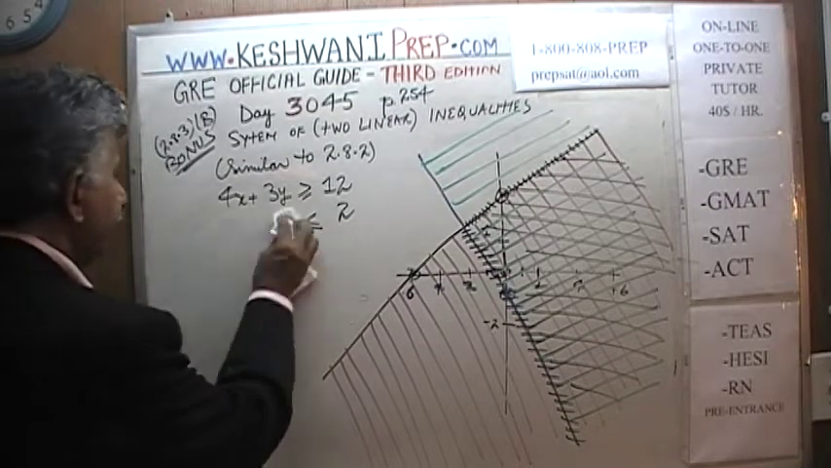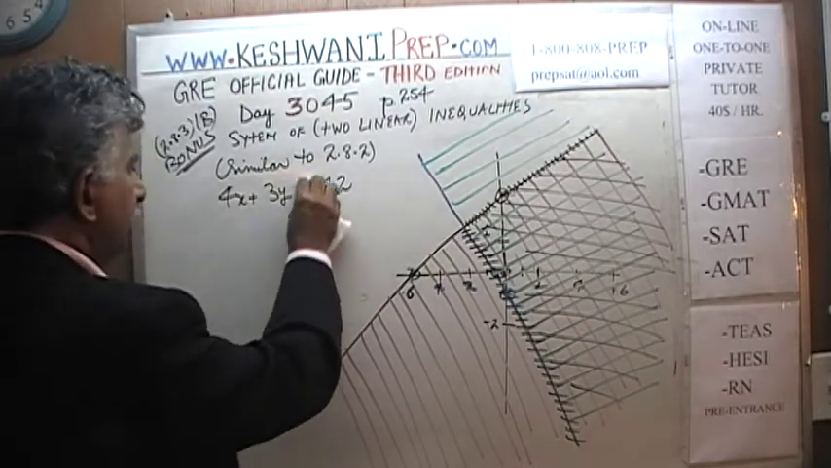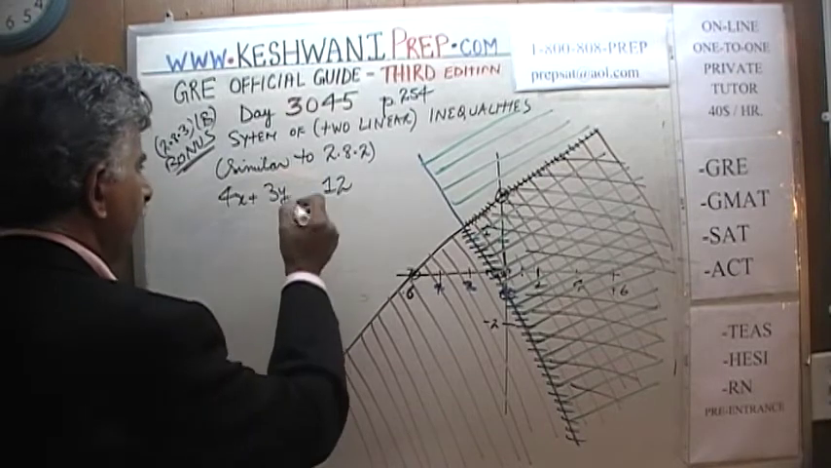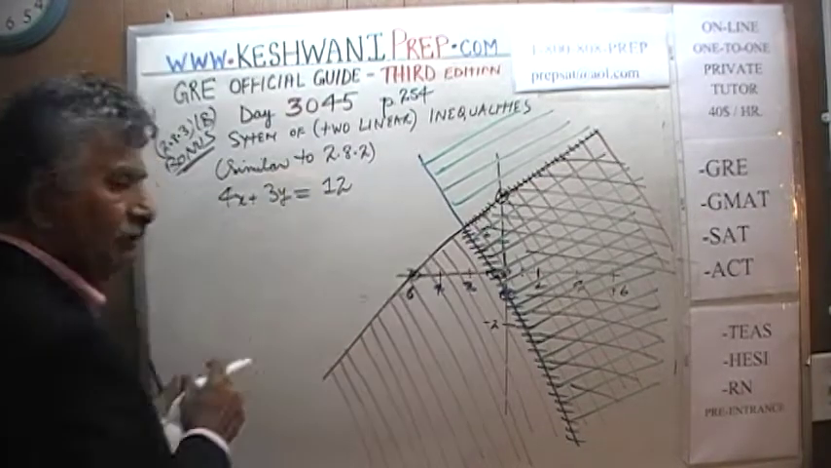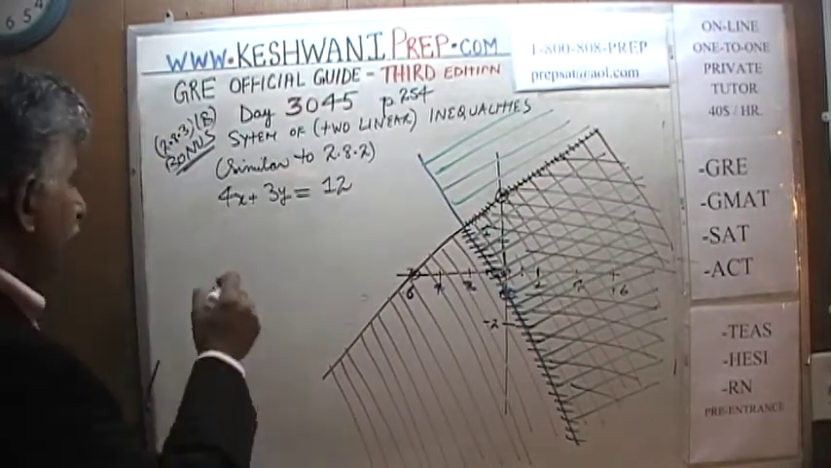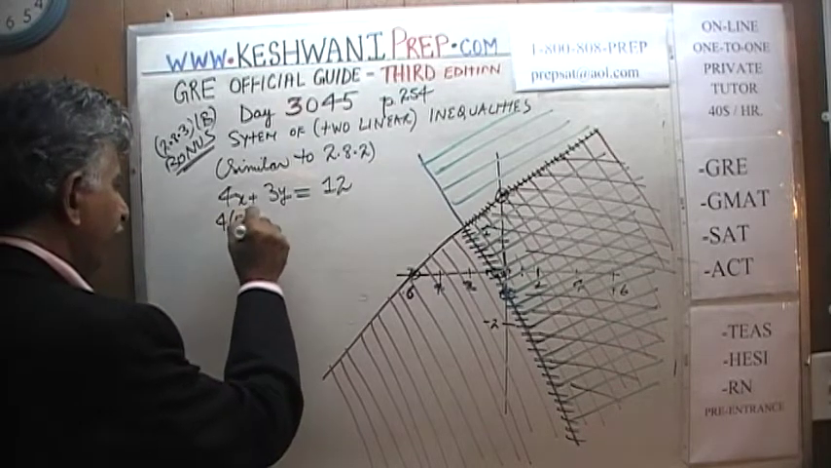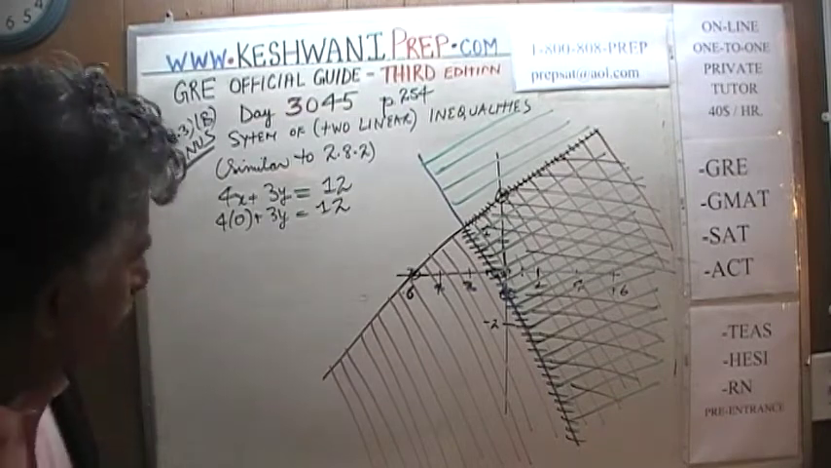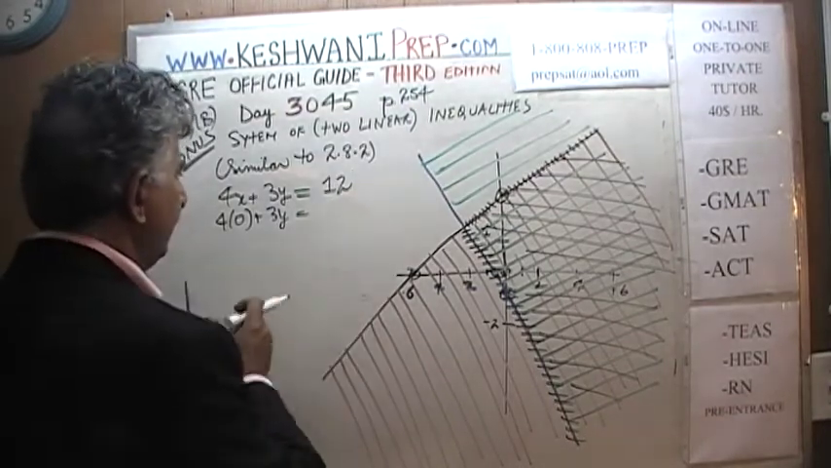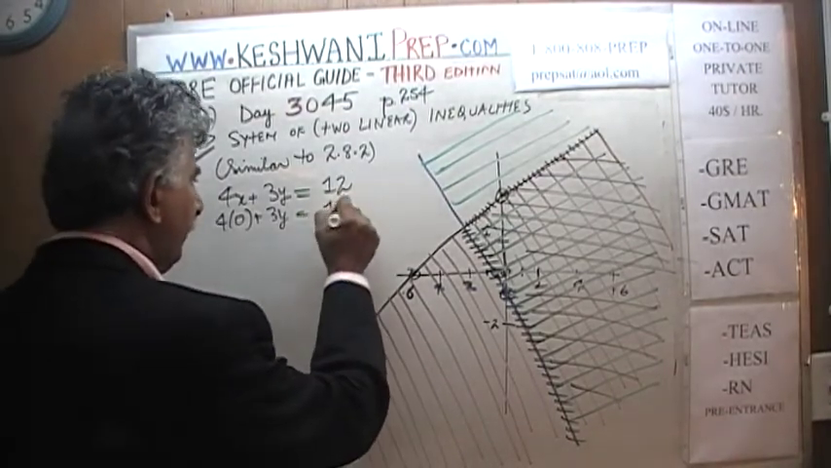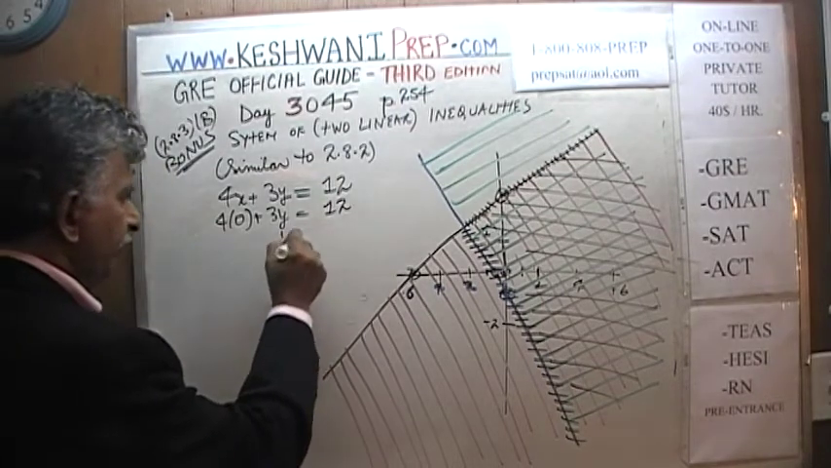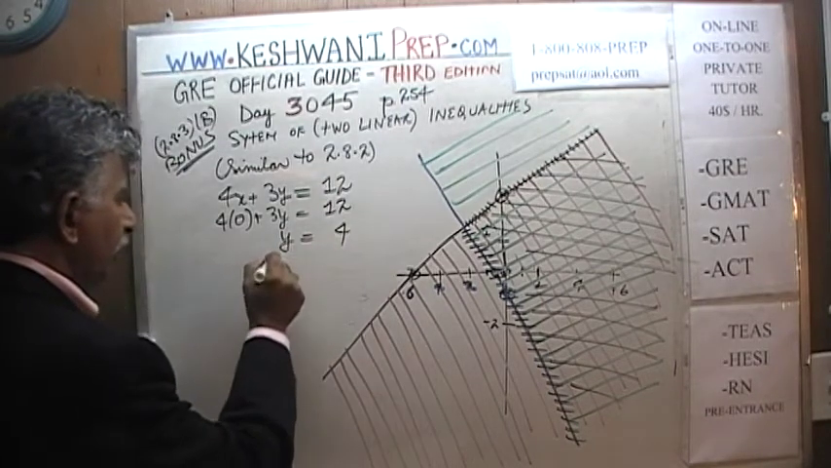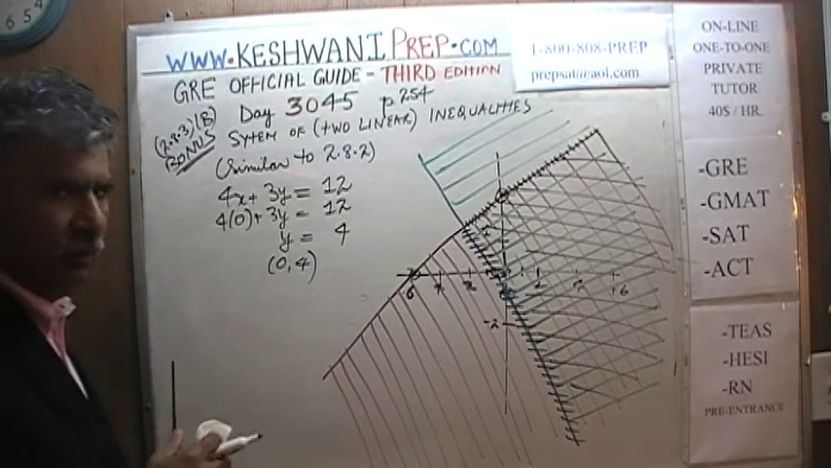Let's do it together. Again, the starting point is going to be the same. We're going to turn this into an equality so that we can plot it very easily. So let's get going, shall we? Let's first make x equal to 0. If x is equal to 0, 3y is equal to 12. 3y has to be equal to 12. Divide both sides by 3, and we'll find that y in that case has to be equal to 4, which means the line has to go through (0, 4).